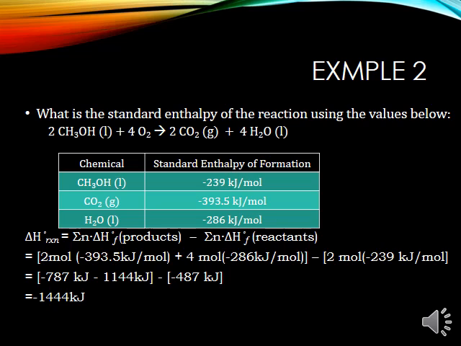So for our second example, we're going to take a look at the reaction of what's called methanol or methyl alcohol. It says, what is the standard enthalpy of reaction using the values below. So we have methanol plus oxygen, we're combusting it, forming carbon dioxide and water. In our table, which you would find a similar one in your book, listing all of the chemicals with their standard enthalpies of formation, we've got our methanol, our carbon dioxide, and our water.